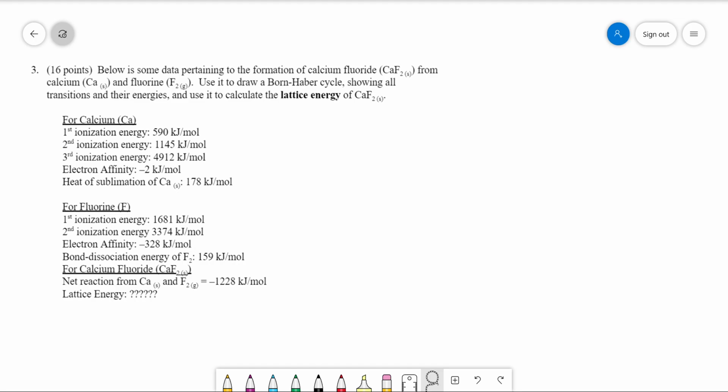Okay, right now I'm going to make a video of the Born-Haber cycle for calcium fluoride. Somebody sent me this problem, and I think the easiest way to answer it is with a video, and I'm just going to share it with everybody so everyone can benefit.